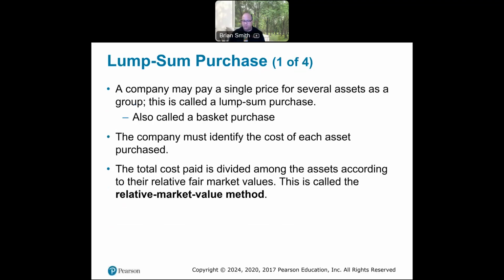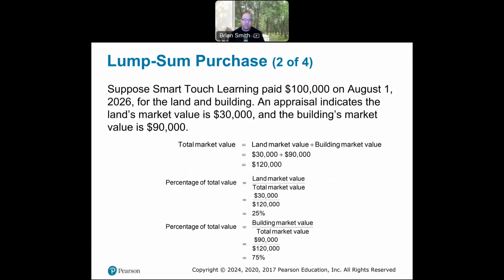In many cases, what companies will do to save money is make these lump sum purchases. They're also called basket purchases, I guess. I've never heard it called basket, only lump sum. But what we have to do in that situation, unless you pay the actual value of what you're buying, is consider what the market value is for each one of these things. So in this case, we're paying $100,000 for a piece of land and a building. So we're going to find out what they are together for market value. Market value is 120,000 total. The land was 30,000. The building was 90,000.